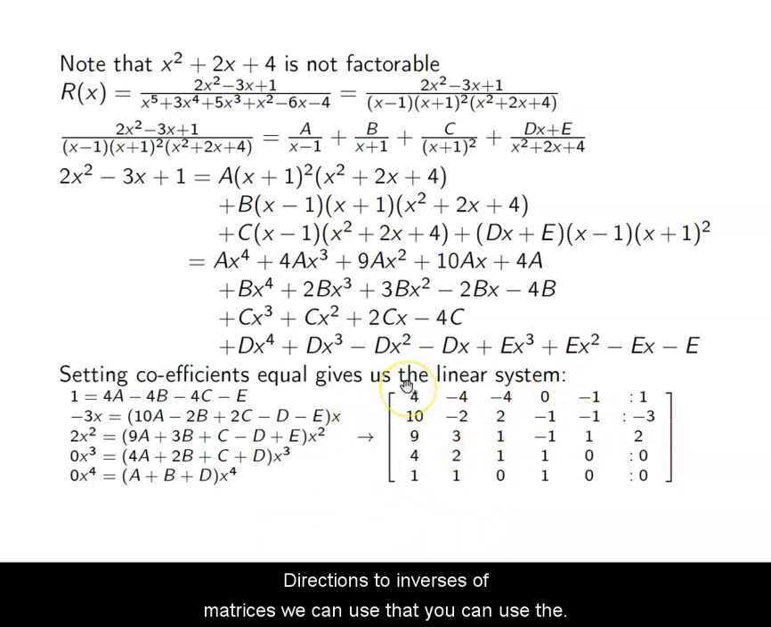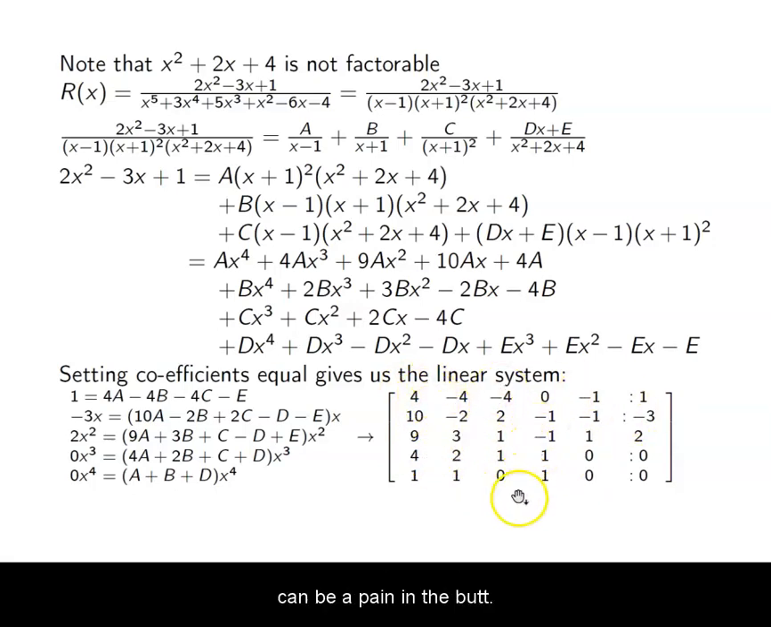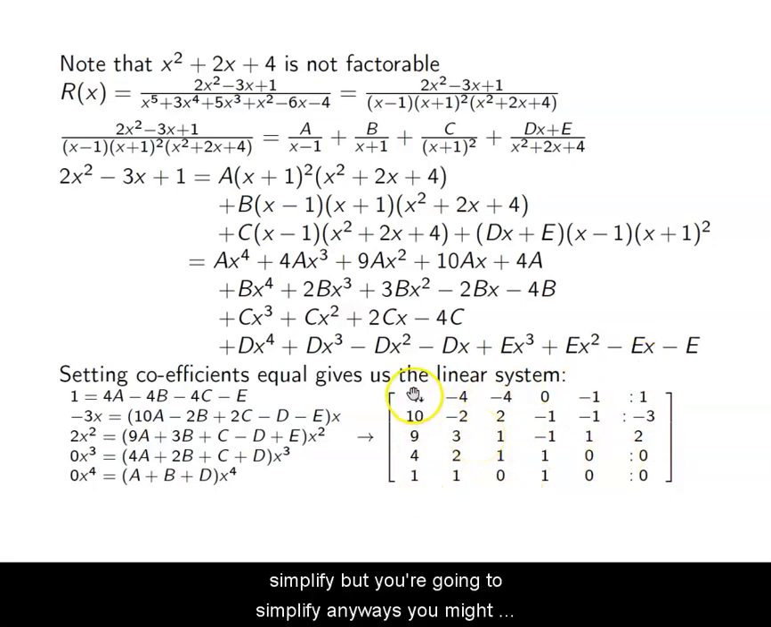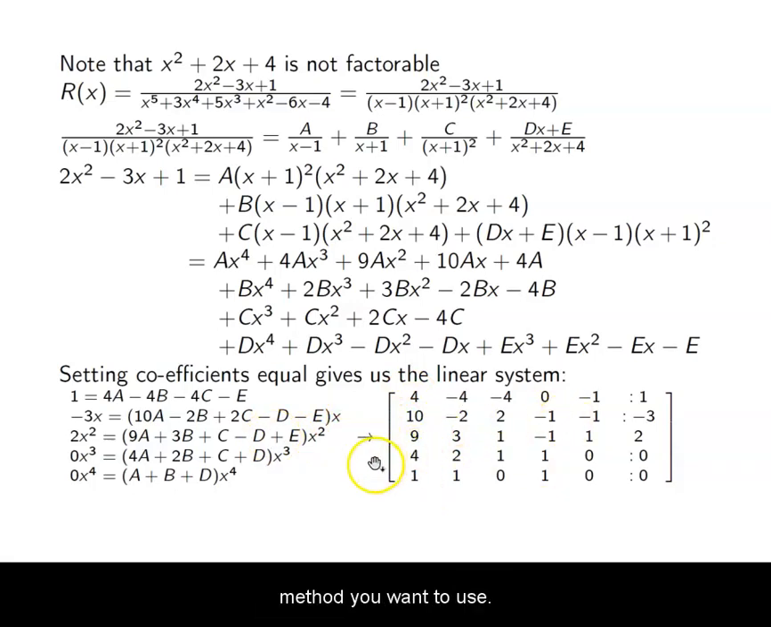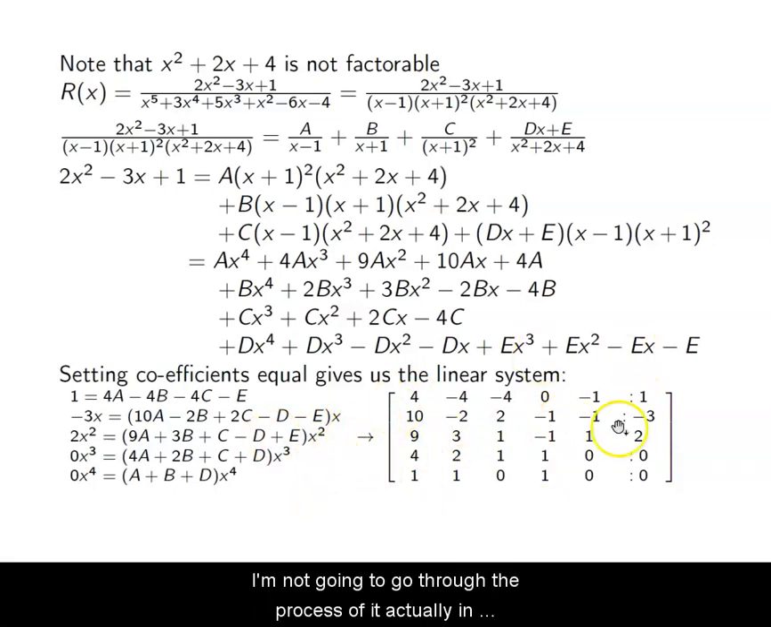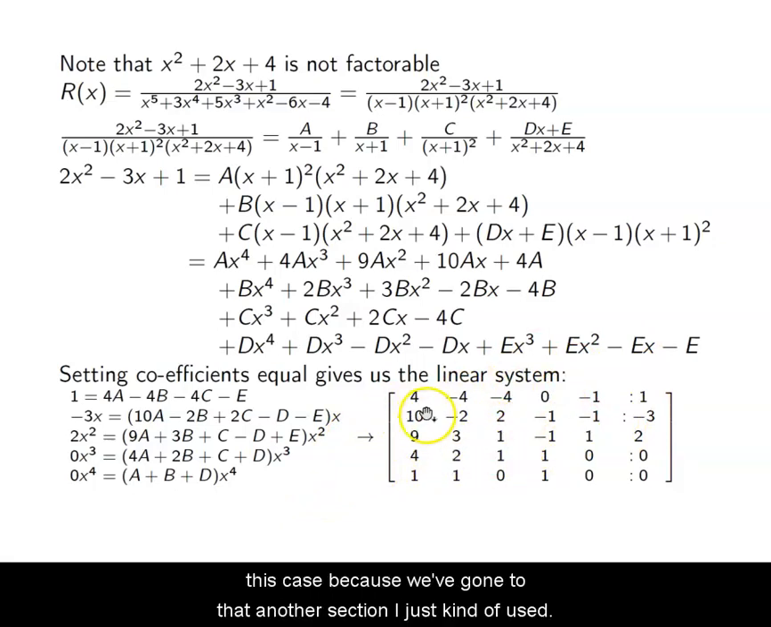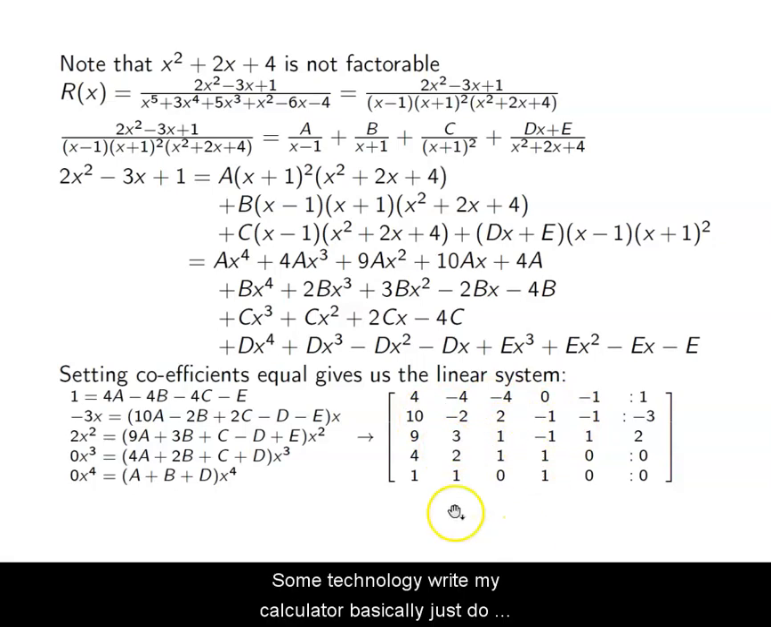You can use Cramer's rule using determinants, but that can be time consuming on a large matrix. We saw for a 4x4 it can be a pain, even more so for a 5x5 unless you simplify. But if you're going to simplify anyways, you might as well use Gauss-Jordan elimination. So really, whatever method you want to use. I'm not going to go through the process of it actually in this case because we've gone through that in other sections. I just used some technology, my calculator. There are some shortcuts to do this.